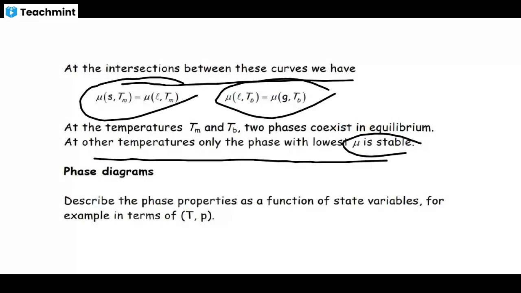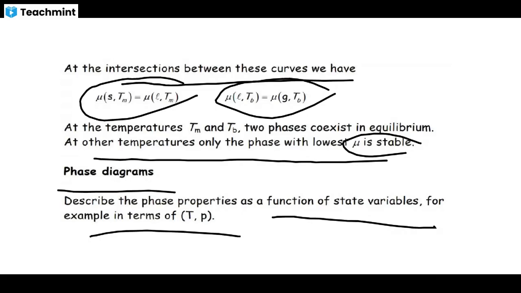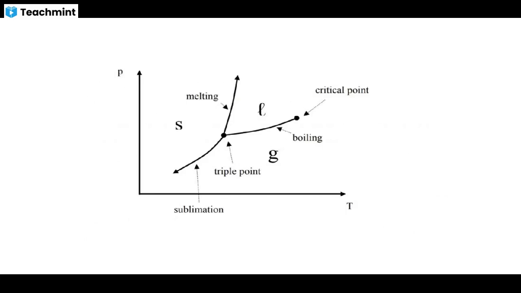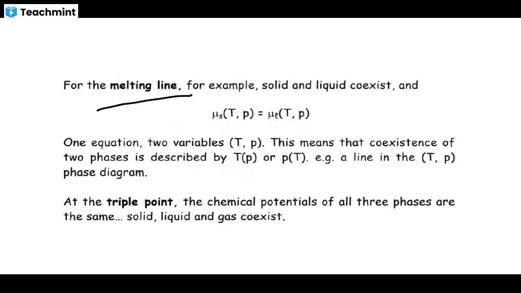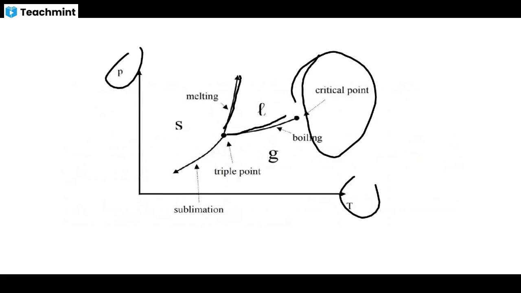A phase diagram describes the state variables, for example in terms of temperature and pressure. So here is the phase diagram. A phase diagram is nothing but the change of state variables. Here boiling is gas to liquid, here melting is solid to liquid, and sublimation is solid to gas. This is the triple point, and this is the critical point. After this temperature, you cannot differentiate gas and liquid, these two become the same. Then the melting line: on the melting line, solid and liquid coexist. Here you see the melting line, here solid and liquid coexist.